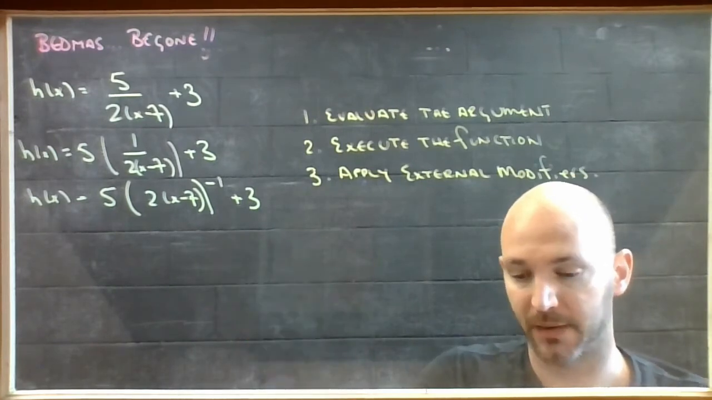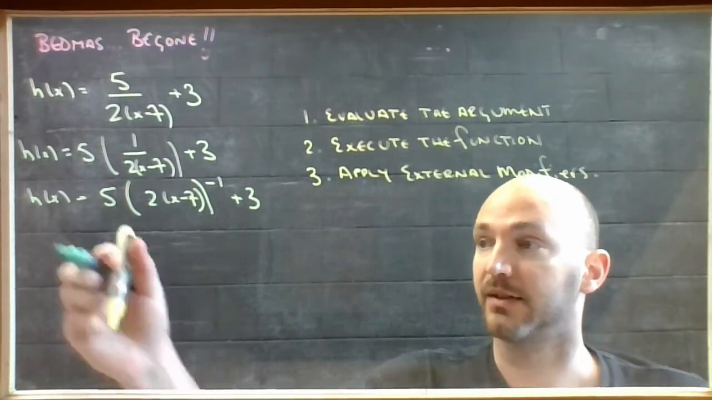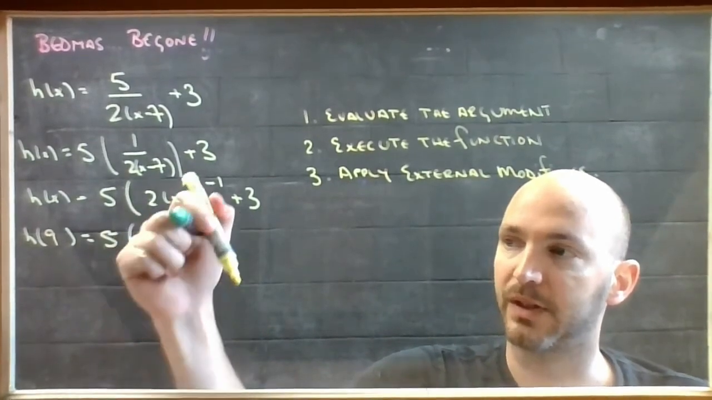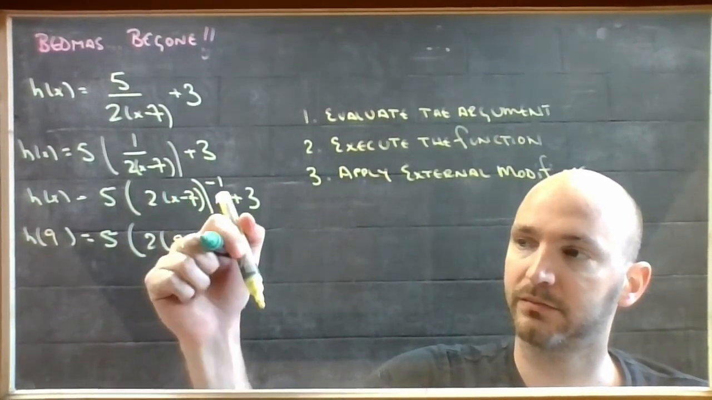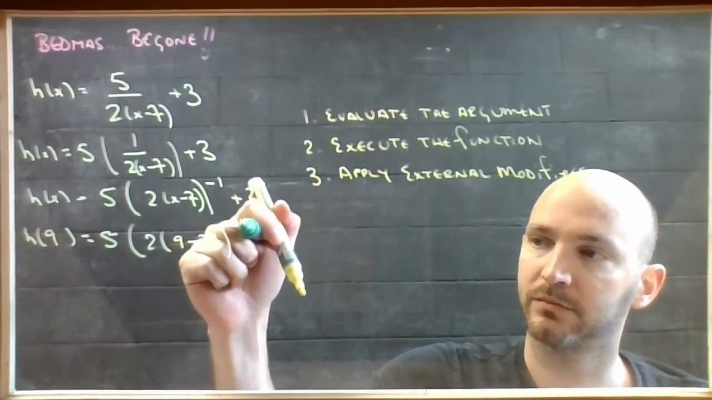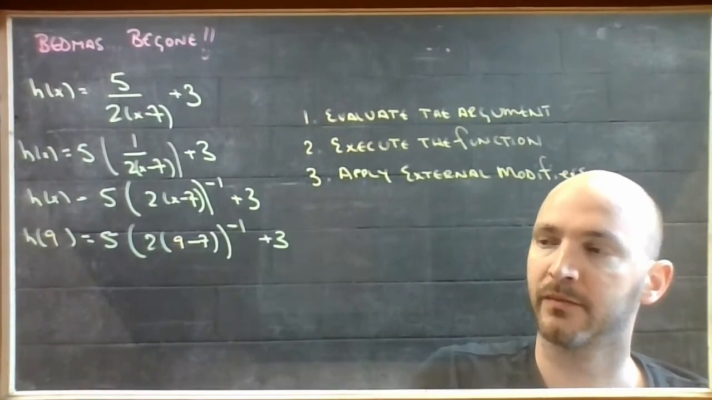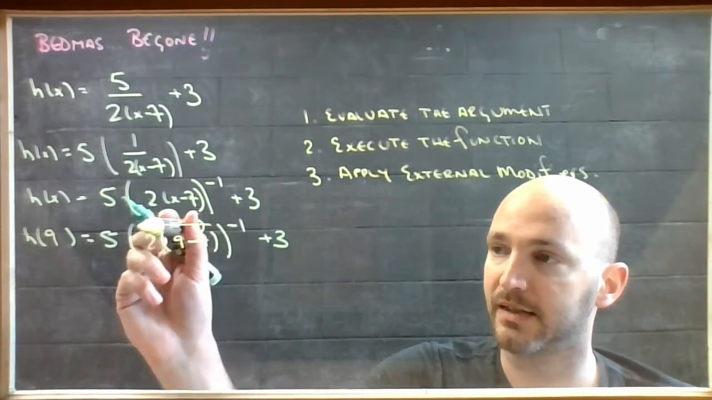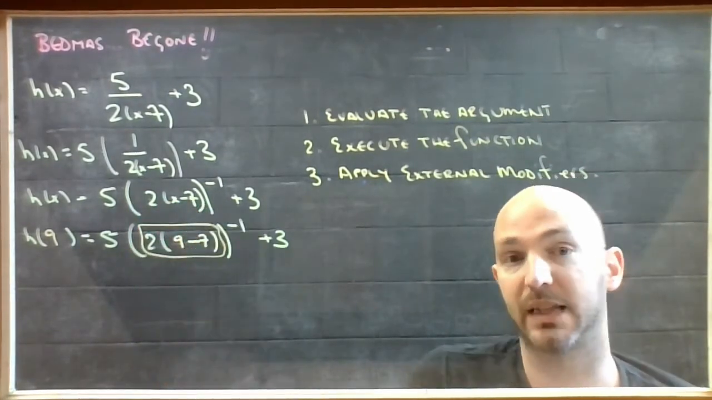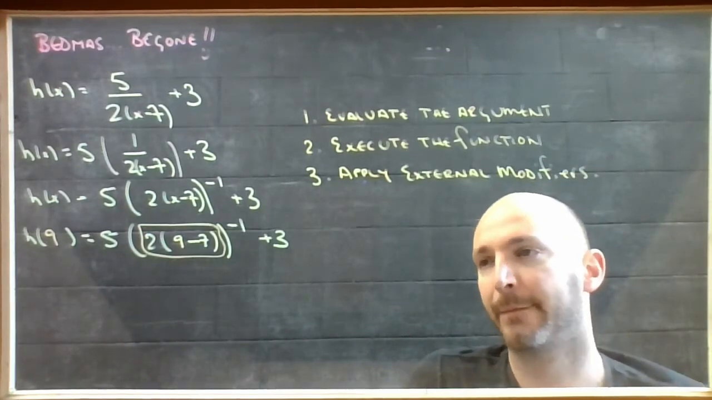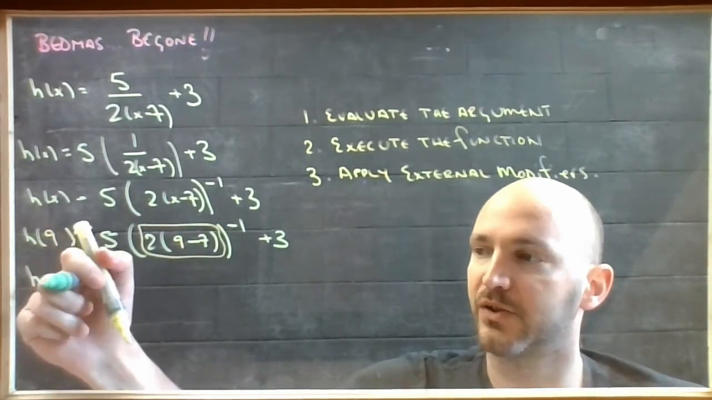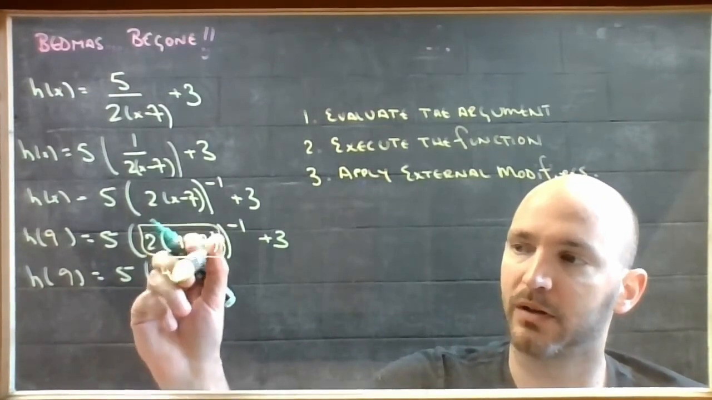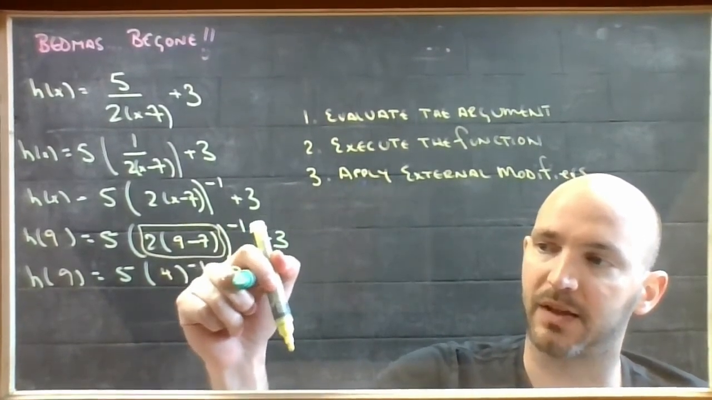So now that I've done that, I'm going to show you how to evaluate one of these. So let's do h at 9. So in goes the 9. So step 1, evaluate the argument. I have to find all the stuff that's in there. That's this chunk of things. And I have to get that done. So 9 minus 7 is 2, and 2 times 2 is 4. So my function here would be 5 times 4 to the exponent negative 1 plus 3.